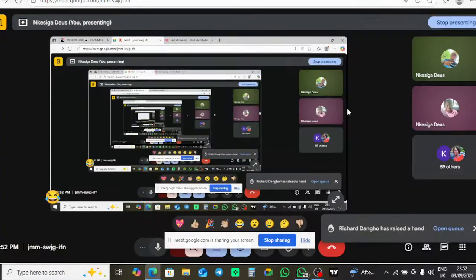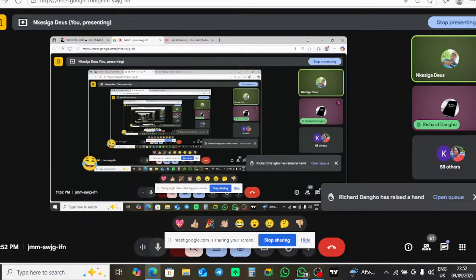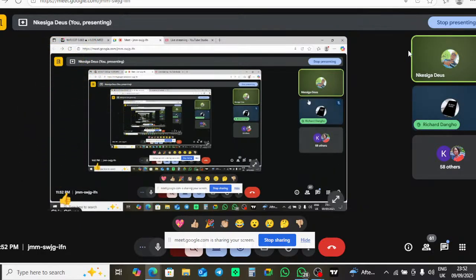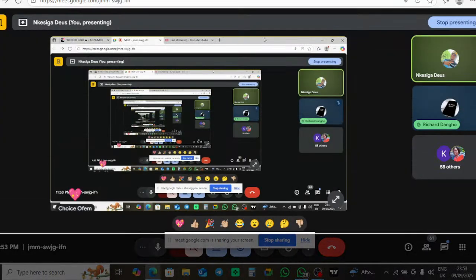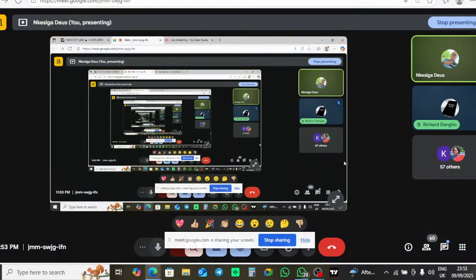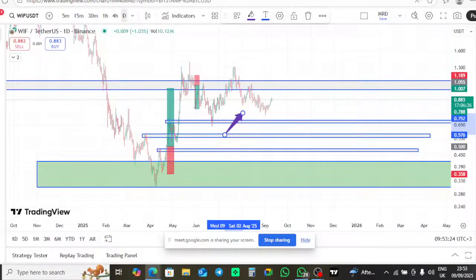Let me see who is lost. Can we agree that we are not allowed to trade that coin? Yes, I can see the thumbs up. That is the fact. We are not allowed to trade that coin on 1 day time frame. Are we getting the point? Yes. So that is it. We are not allowed to trade that coin.